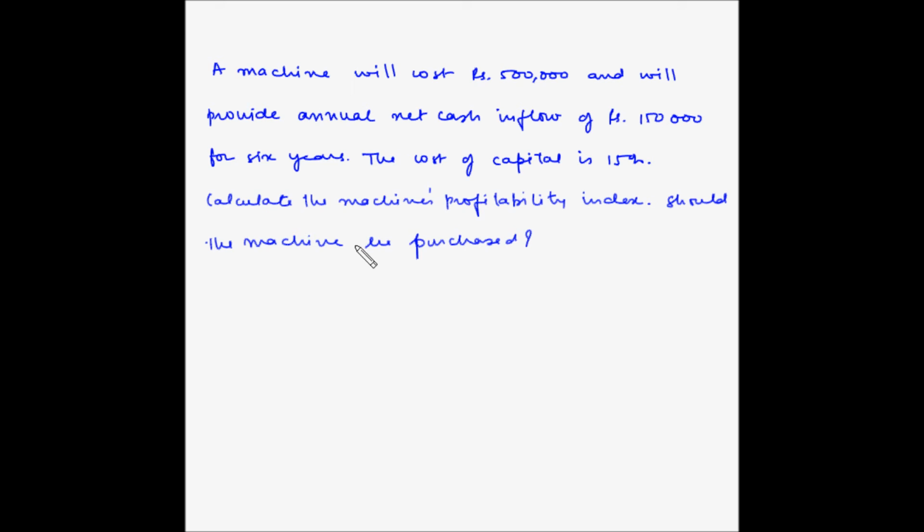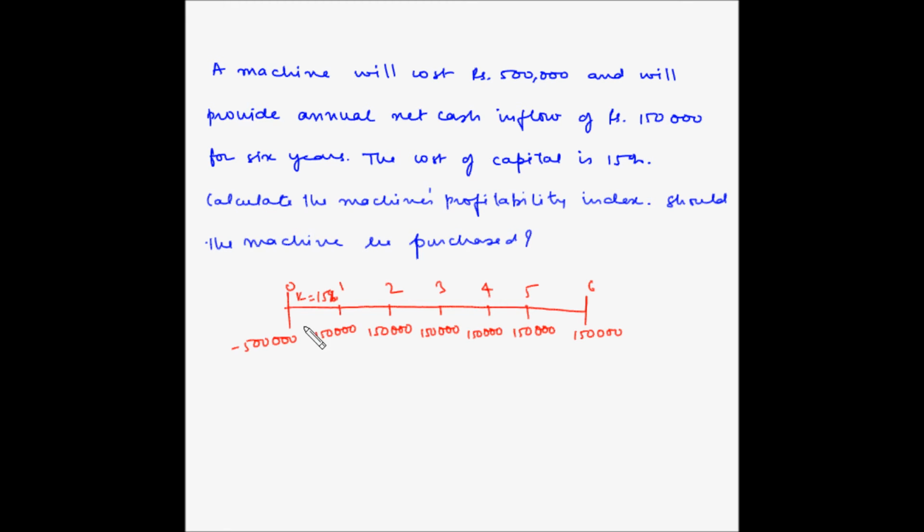So let us first represent this problem on a time scale. So this is the time scale representation of this problem. The initial outlay is 5 lakh rupees, and then the machine is going to generate a cash inflow of 1,50,000 rupees for the next 6 years. Now, profitability index is basically the present value of cash inflows divided by the initial investment outlay.